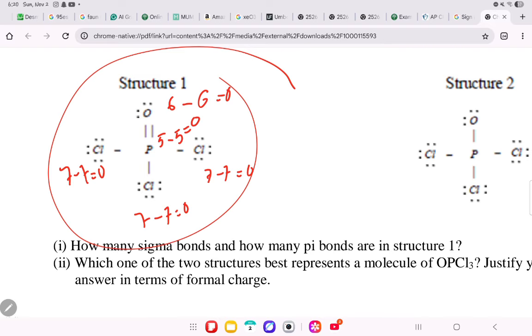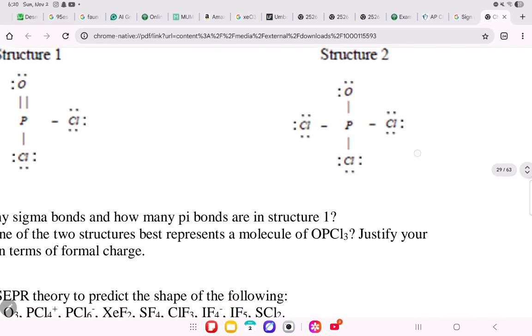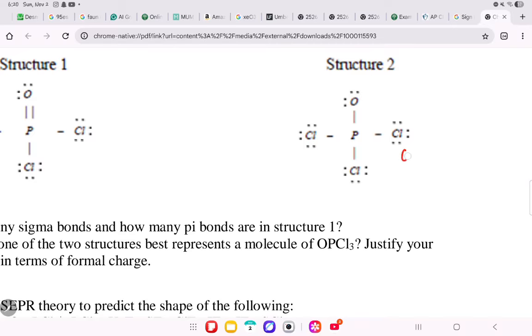So definitely this is the more stable structure. Over here, if we did it, we would have 0, 0, 0. We'd have 1, and we'd also have, actually, I think there's a mistake here. I think they forgot to put the lone pair over here. That's why it was wrong. Okay.